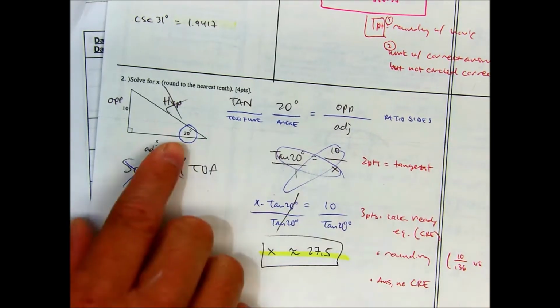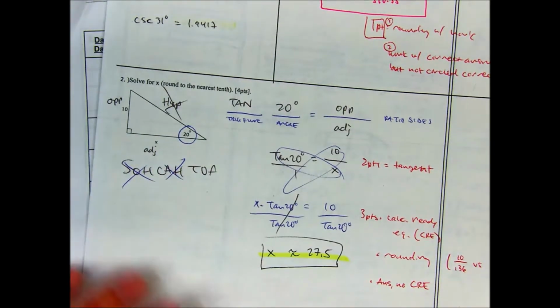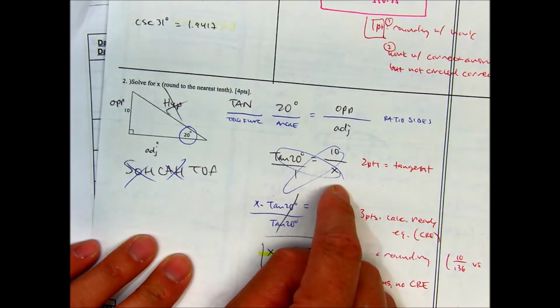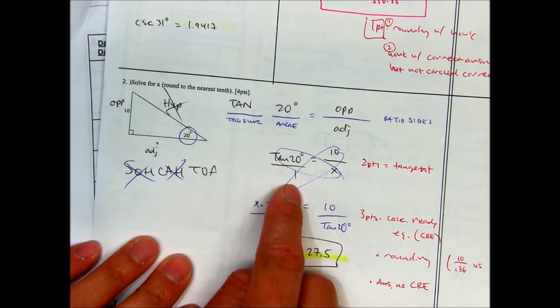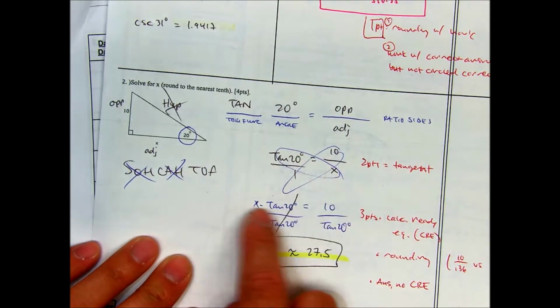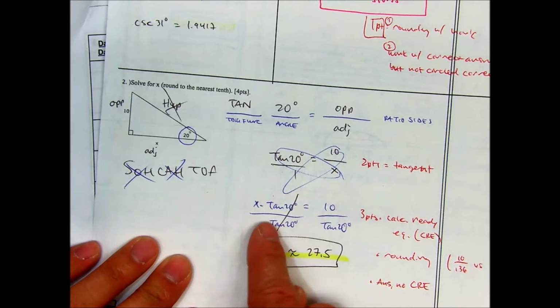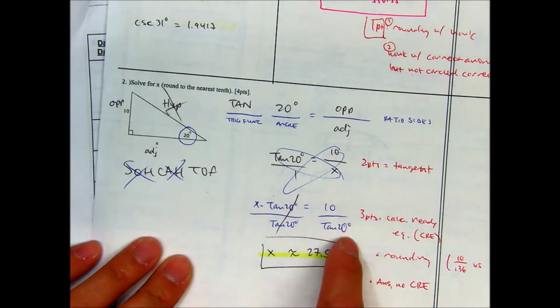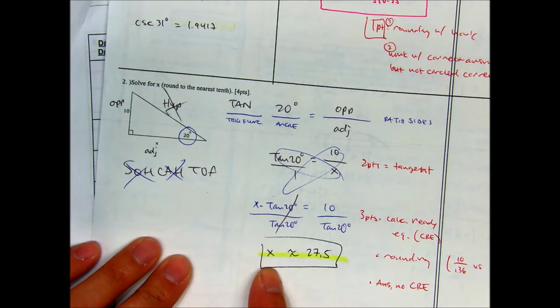Because I'm solving for a side and not an angle, I will never use the inverse in this problem. I have tangent of 20 equals 10 over x. To solve for x, I'm going to have to cross multiply, put tangent of 20 over 1. So I have x times tangent of 20 equals 10. To solve for x, I'm going to divide both sides by tangent of 20. Here's my calculator-ready equation, 10 over tan 20. If you put that into your calculator, you get approximately 27.5.